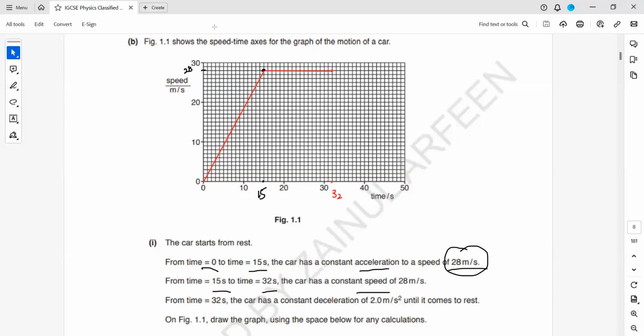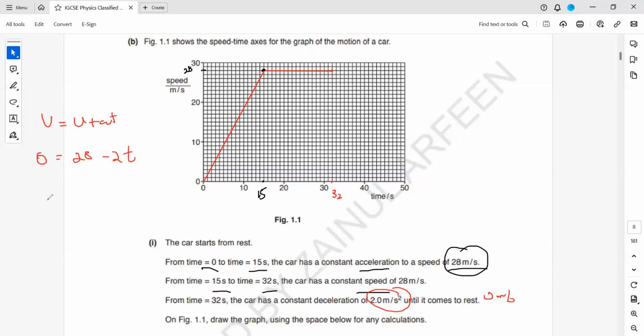Then it has a deceleration, but we don't know how long it decelerated. The deceleration is given, and it goes until it comes to rest, so the final speed is 0. But how much time it will take to reach 0, that we don't know. So we have the formula v equals u plus at. The final speed is 0. What about the initial speed? 28. Because it is decelerating, we won't substitute 2, we'll substitute -2. If it was accelerating, positive. And t. Now we want to find t.